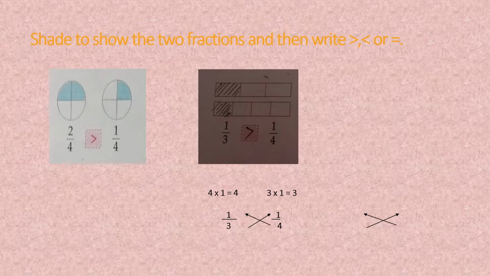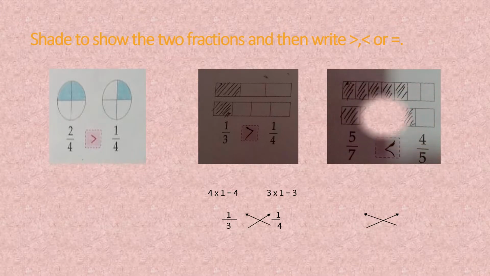As the denominators are not the same, they are examples of unlike fractions. In the first, 1/3 is given, in the second, 1/4. That means in the first fraction the denominator is 3 and in the other the denominator is 4. So they are not the same. So what will you do? You will multiply one, the numerator, with the denominator of the second fraction, that is 4. That is 4 ones are 4. And then you will multiply the denominator of the first fraction with the numerator of the second one. That is 3 ones are 3. Now see, 4 is greater than 3. So therefore 1/3 is greater than 1/4.